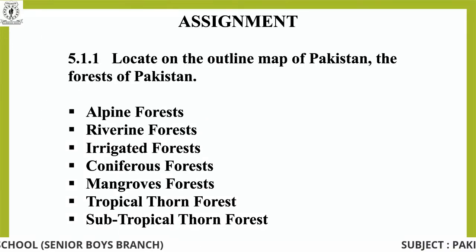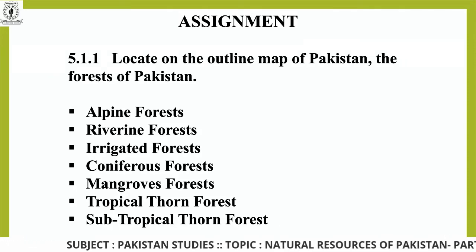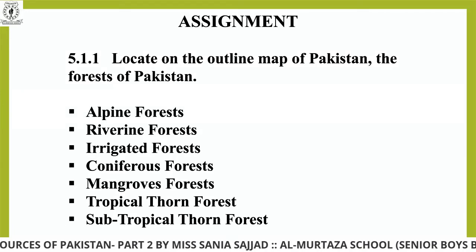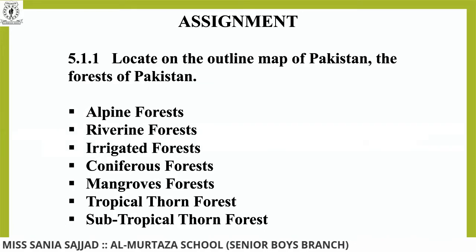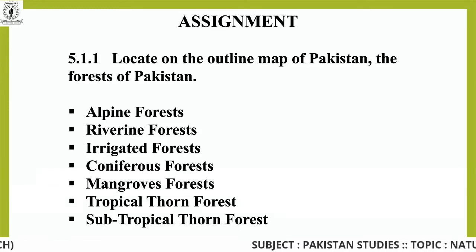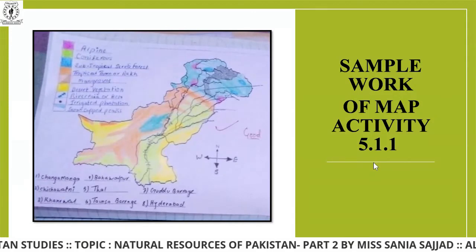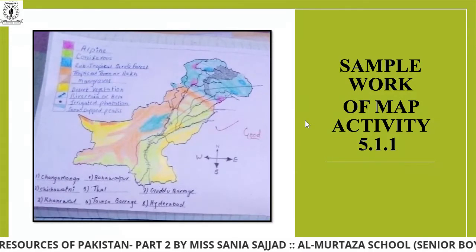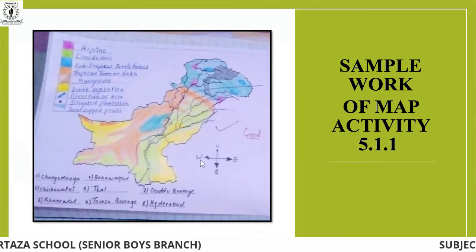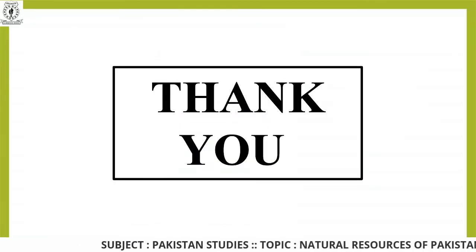So the assignment for today is, according to SLO 5.1.1, you have to locate on the outline map of Pakistan the forests of Pakistan, in which you have to locate alpine forest, riverine forest, irrigated forest, coniferous forest, mangrove forest, tropical thorn forest, and subtropical thorn forest. Now, there is a sample work of the map activity which is given over here. You can just go through this map. There are already locations mentioned over here. That is sample work, and definitely it is going to help you mark those locations.